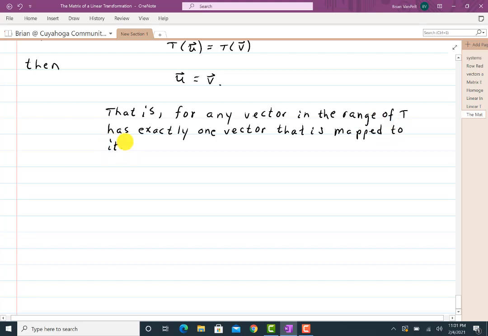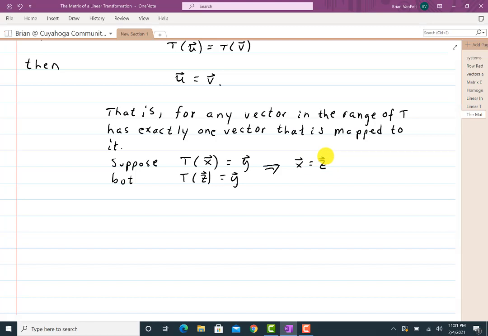Let me show you what I'm talking about here. Suppose T of x equals, I really don't care, let's call it y, but T of z also equals y. Then if it's 1-to-1, this implies that x and z were actually the same vector. So there's only one vector that maps to each vector in the range. That's exactly what 1-to-1 means.